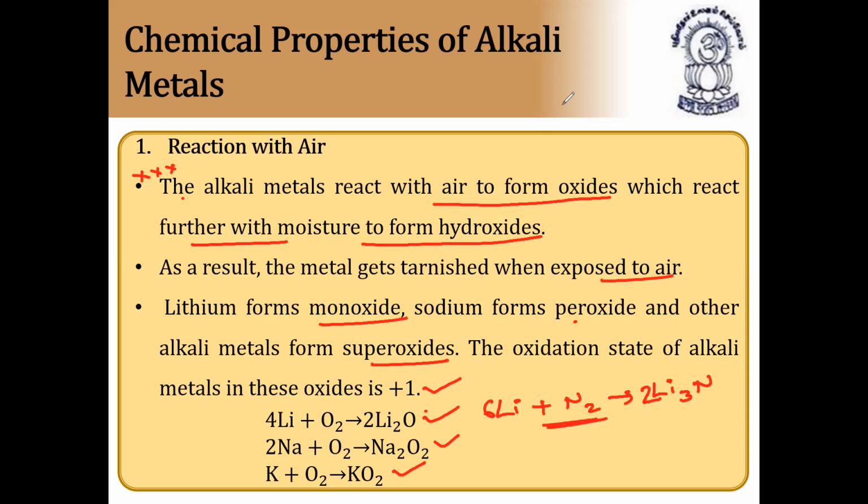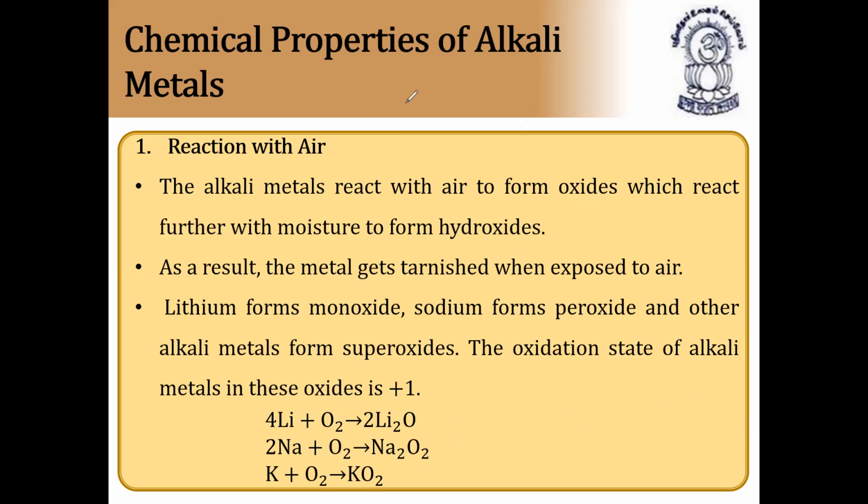What are the different types of oxides they form? We'll discuss later. Lithium not only forms oxide with oxygen, it also combines with nitrogen in the air and forms lithium nitride. Sodium, potassium, rubidium, and cesium will not form this nitride. Only lithium will form it. Please note down this difference. This is reaction with air or oxygen.